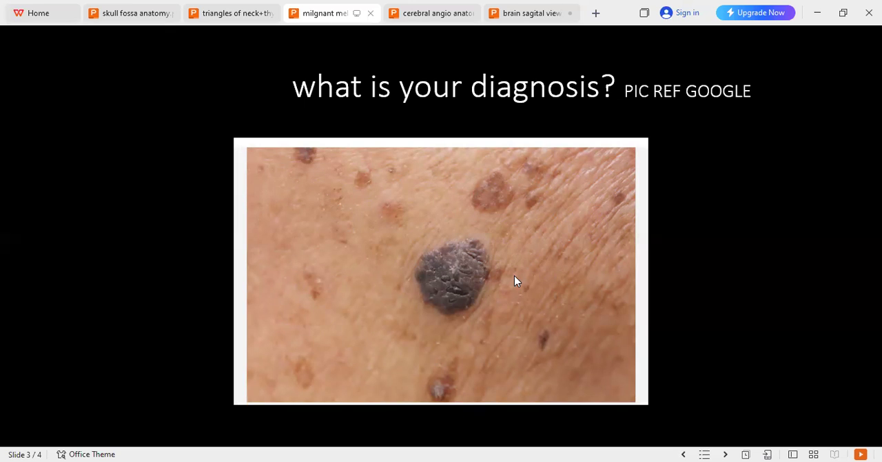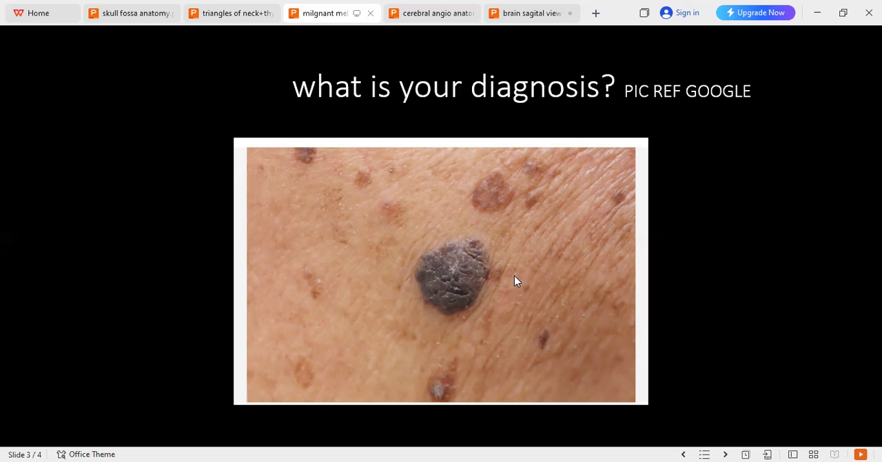By taking a biopsy, and immunohistochemistry study, and take history and physical examination. Yes. That is the most important part. Okay. Right.